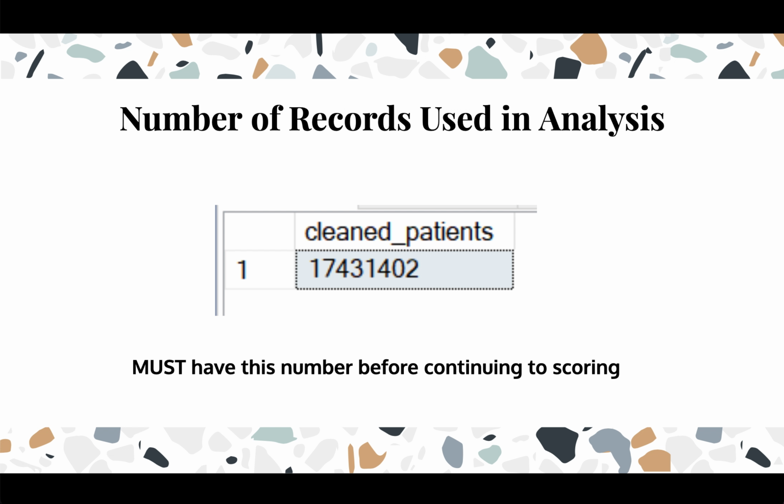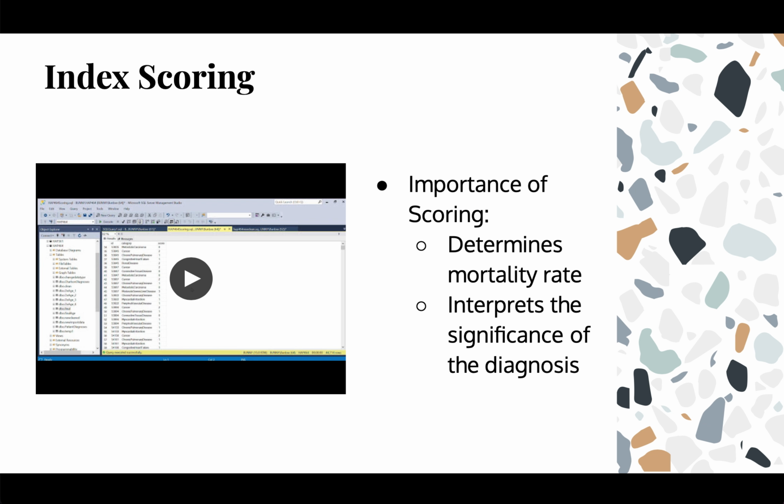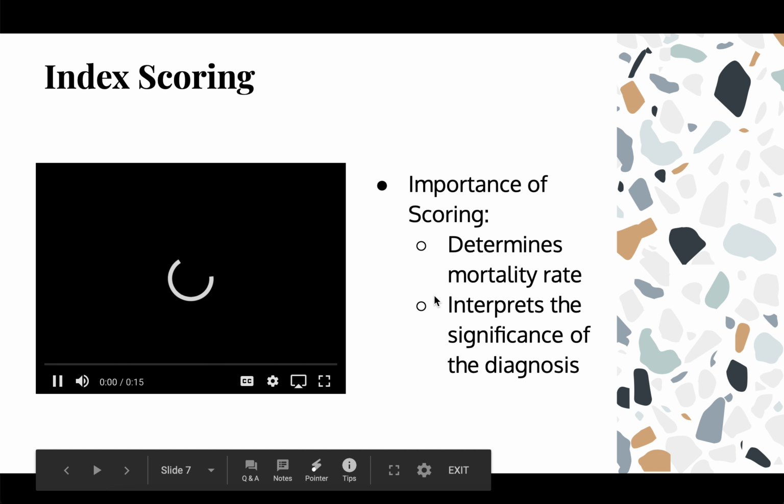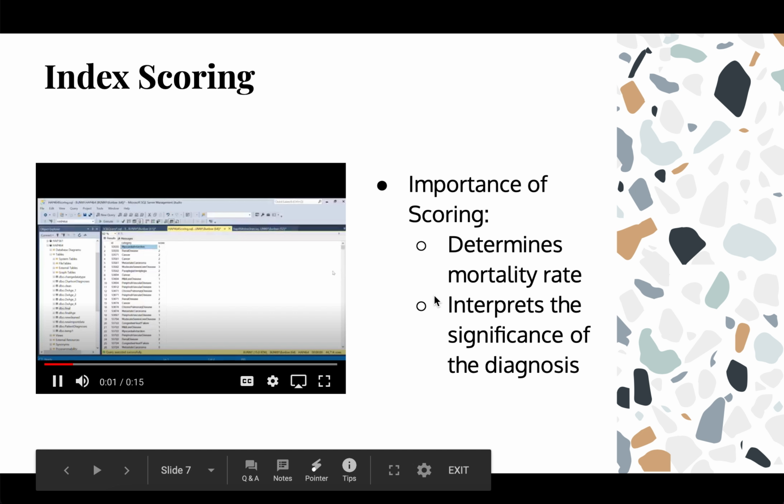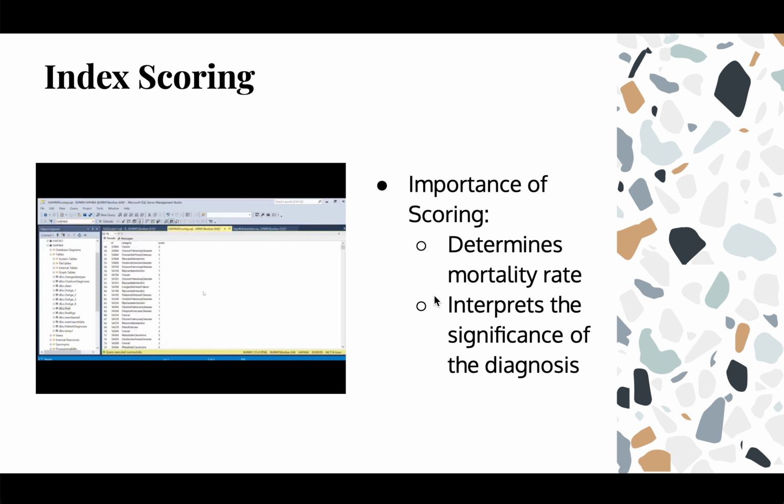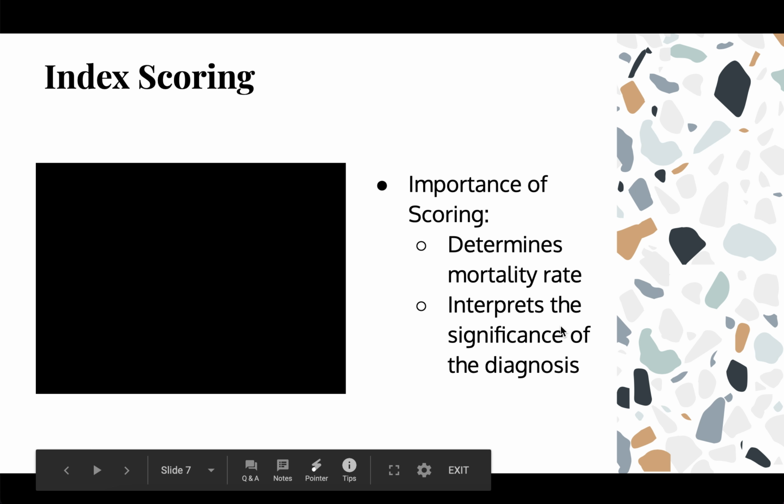And for us to continue, we all had to have the same amount of clean patients. So next we did the index scoring. The importance of scoring is to determine the mortality rate and interpret the significance of the diagnosis. So each patient was diagnosed with a diagnosis, and for that we were able to create a score for them using the Charlson's index, or the Deyo Charlson's index.